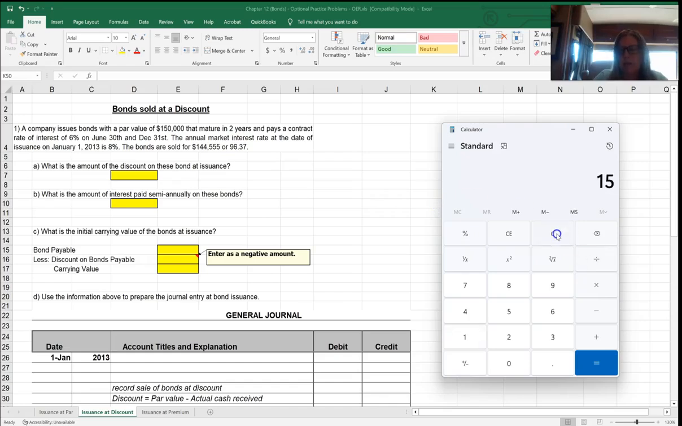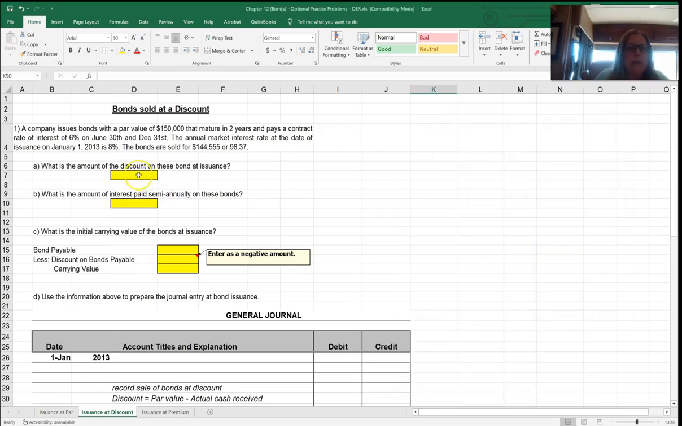How do we come up with that amount? You take the $150,000 times 0.9637. And that's where you get the $144,555. Okay? So the very first thing the problem asks you is, what is the amount of the discount on these bonds? And all you have to do is take the face value, the $150,000, and subtract what they're actually going to pay you. So the discount is $5,445. That's how much we're going to give the consumer off when they buy our bond to try to attract them.